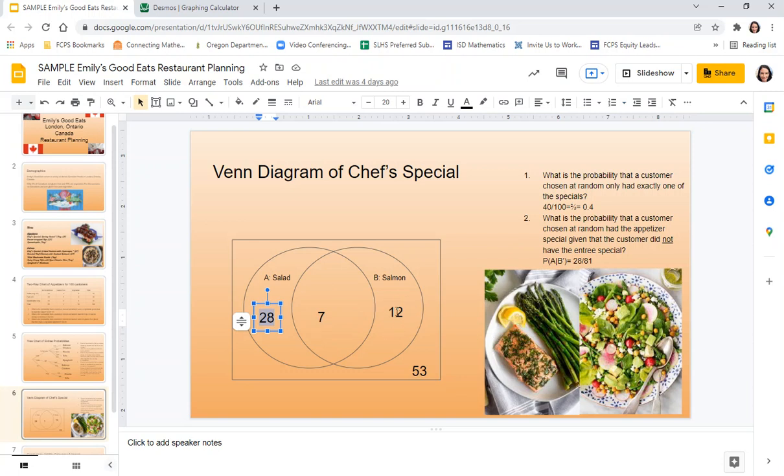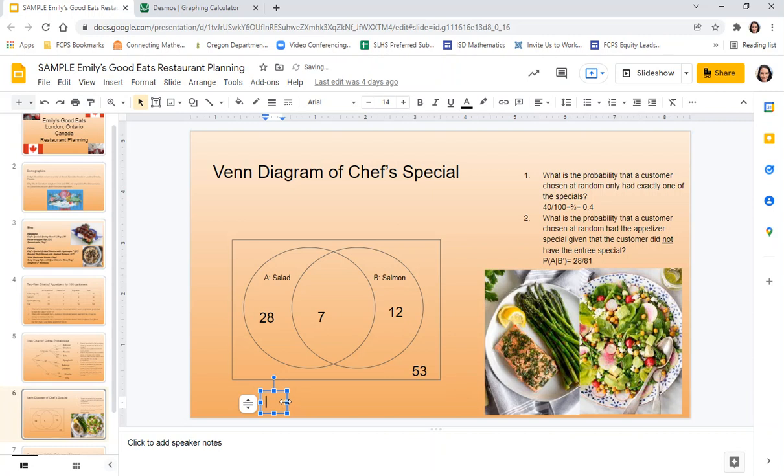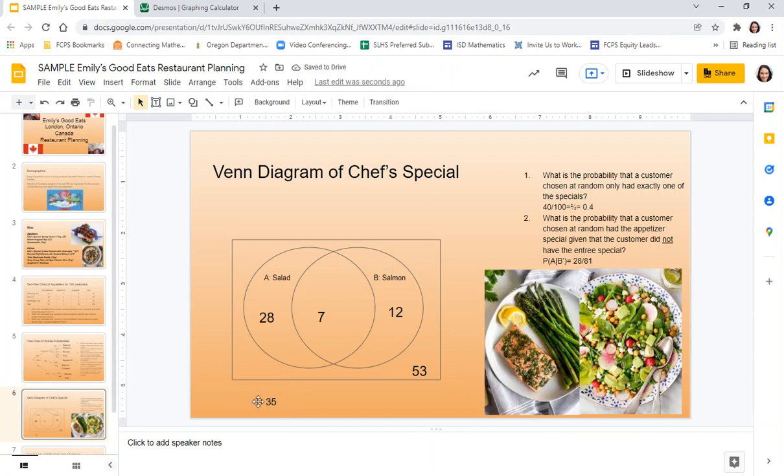Knowing how many people had salmon, that was a little trickier. I'm going to just put, for a moment, a little 35 on the bottom here so I can remember that 35 people had salad. This is not part of my final answer. It's just something to help me think about that.